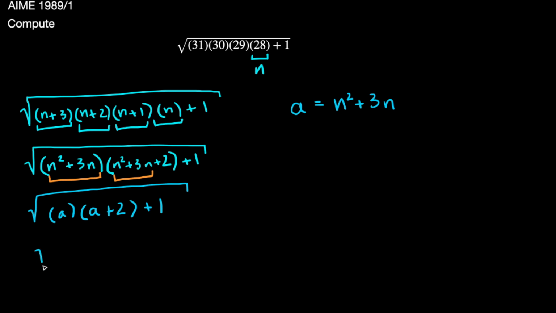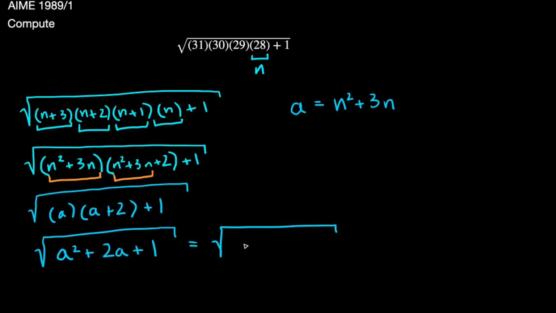And let's expand this and see what we get. So that gives us A squared plus 2A plus 1. And now we see what's happening, because A squared plus 2A plus 1 is simply equal to A plus 1 squared. So this gets rid of that, and we just want to find A plus 1. In other words, we want to find n squared plus 3n plus 1. That's our answer. So what was n? That was 28.